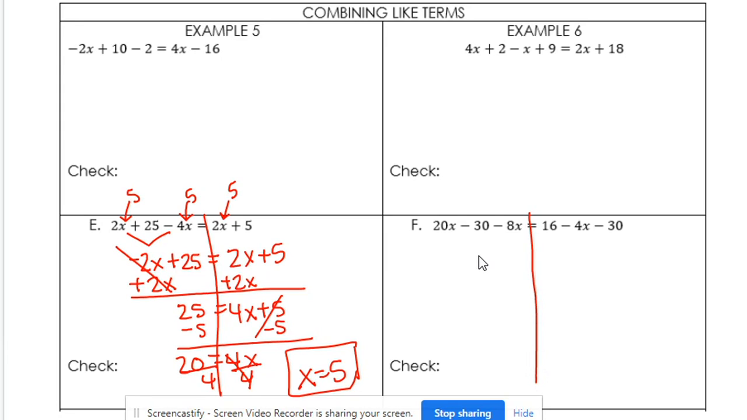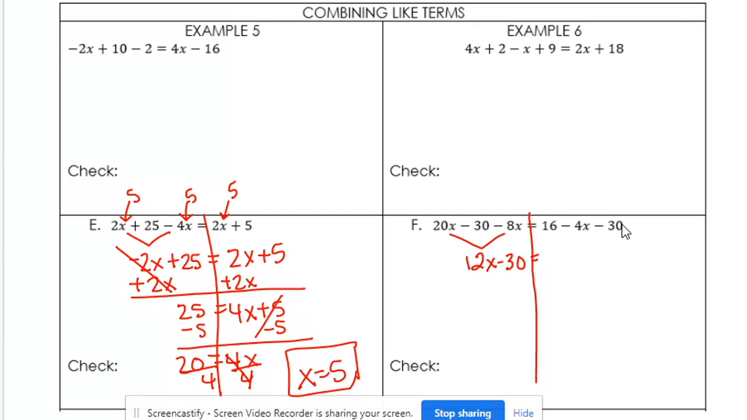F. Combine like terms, because do we have any grouping symbols? No. So do we have like terms on the same side? Yes. We can combine these x's before we begin. So 20x minus 8x is 12x. I'm going to bring down the minus 30.